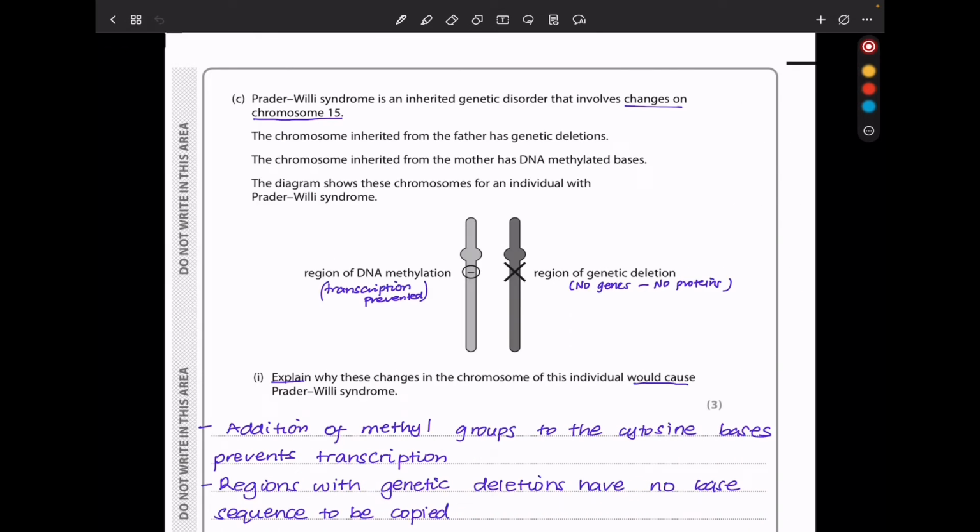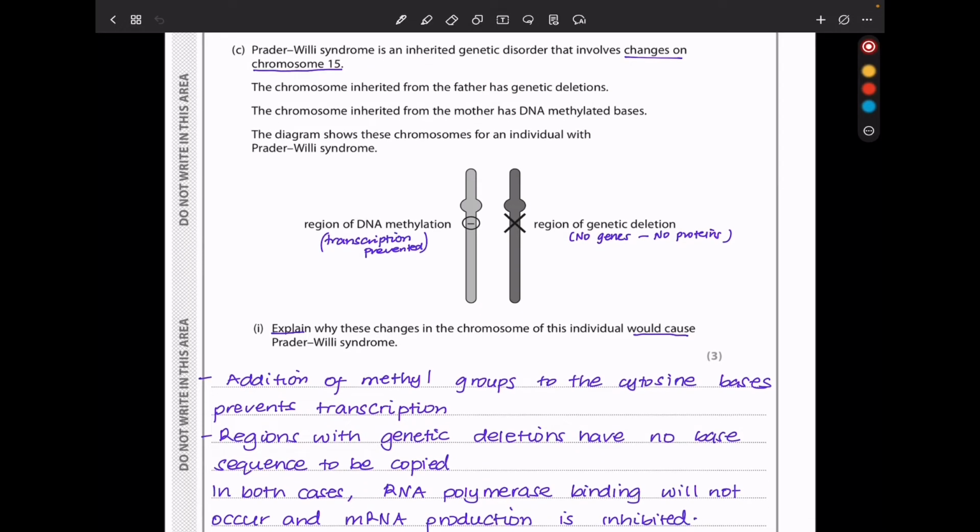In part C, they say Prader-Willi syndrome is an inherited genetic disorder that involves changes on chromosome 15. The chromosome inherited from the father has genetic deletions, and the chromosome inherited from the mother has DNA methylated bases. Remember, when DNA is methylated, it's not going to be transcribed, and when the genes are deleted, it means they're not going to be converted into messenger RNA, and therefore the proteins are not going to be produced.